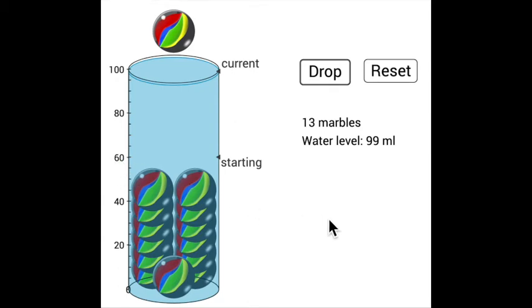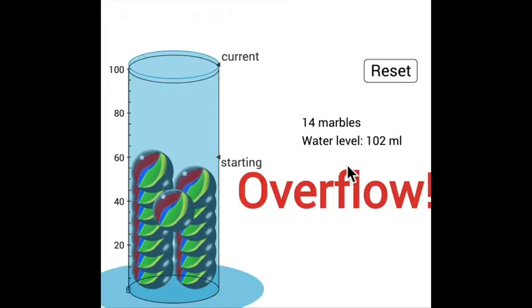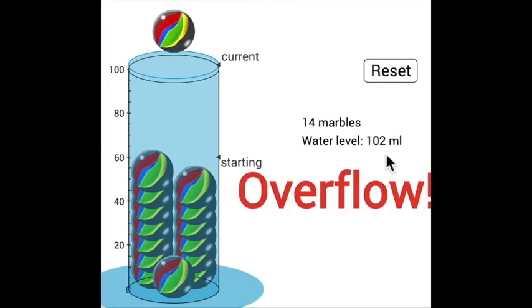Now this is an interesting question. It's going to flow over the top when I add this next marble. By what fraction of a marble would I have to add to get exactly 100 milliliters? If I could cut those marbles into pieces, what fraction would I add of a marble to get exactly 100 milliliters? So if I add this marble, it flows over by how much? It flows over by 2 milliliters.